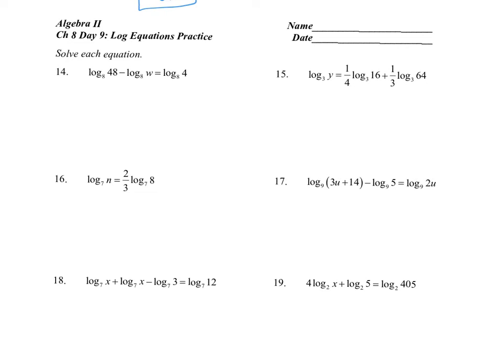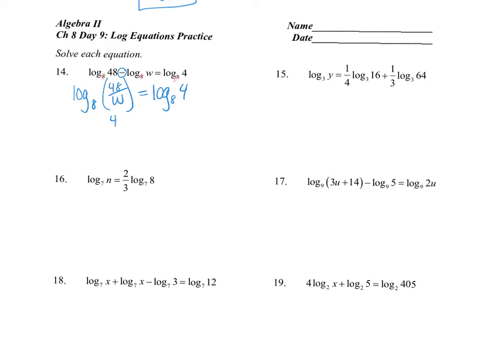Now, again, I'm noticing that all of my bases of my log are the same. And I'm going to write the left-hand side as a single log. So when I see subtraction, I think that it started out as division. So log base 8 of 48 divided by W equals log base 8 of 4.